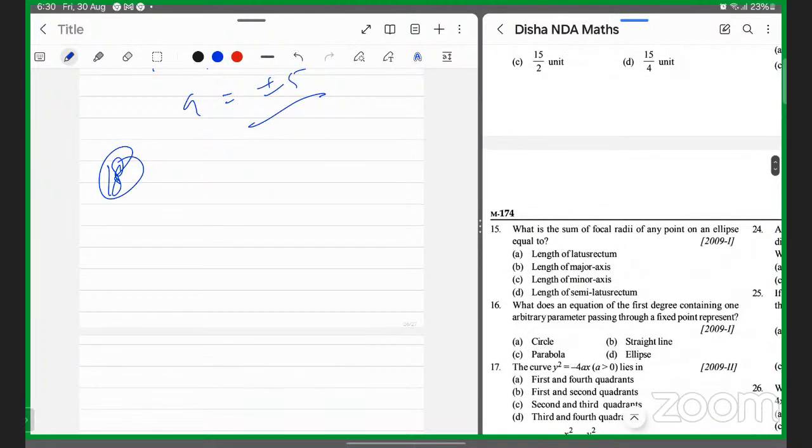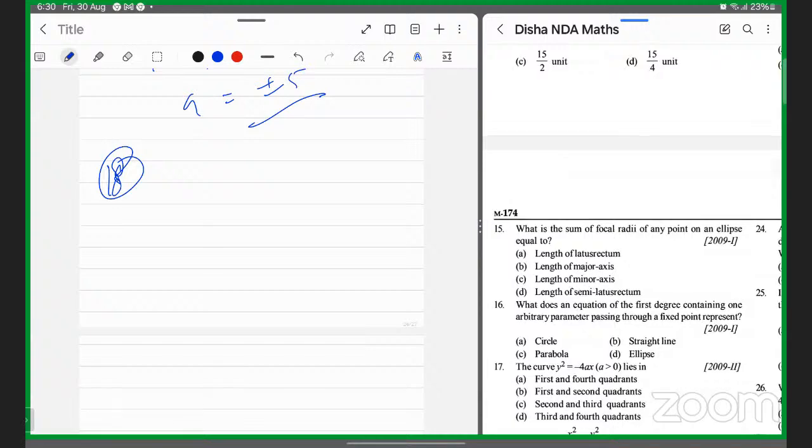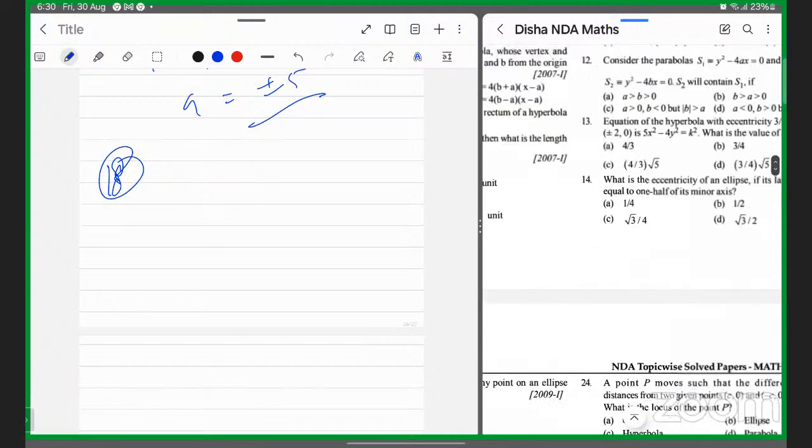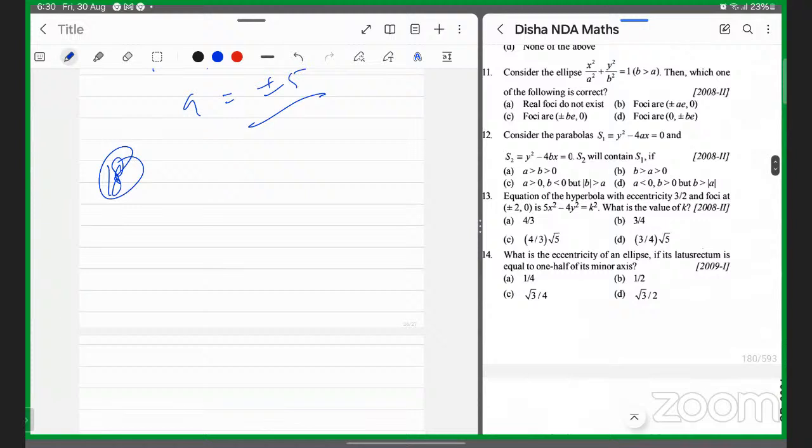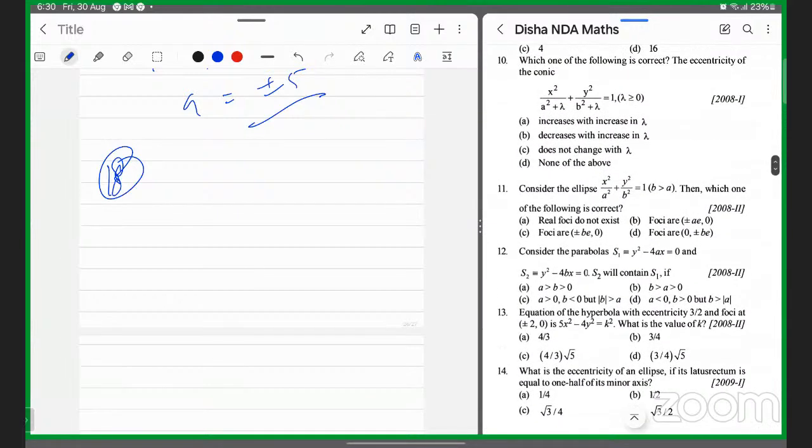Now 15. What is the sum of the focal radii of any point of the ellipse? That is the length of the major axis. Many times this question has come. Now solve 14. What is the eccentricity if latus rectum equals 1 half? We already solved, root 3 by 2. Now solve 13 number. Good question.